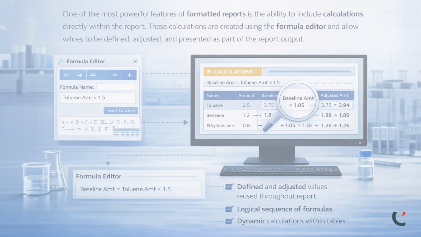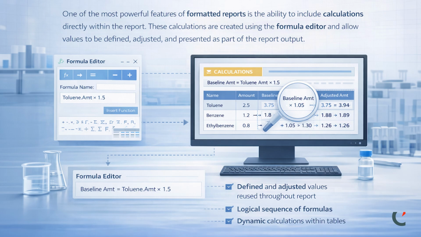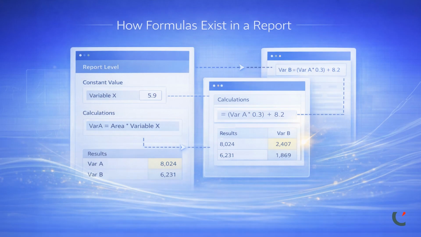One of the most powerful features of formatted reports is the ability to include calculations directly within the report. These calculations are created using the formula editor and allow values to be defined, adjusted, and presented as part of the report output. Rather than acting as isolated calculations, formulas within a report can be structured in a logical sequence. A value can be defined once and then reused throughout multiple sections.